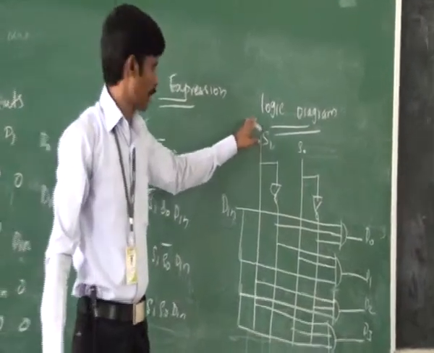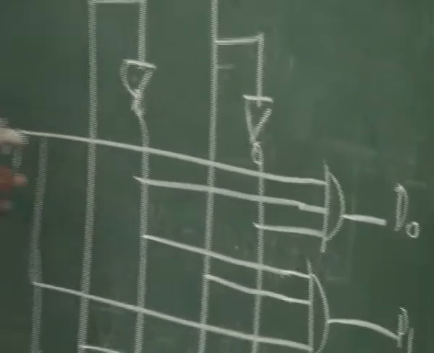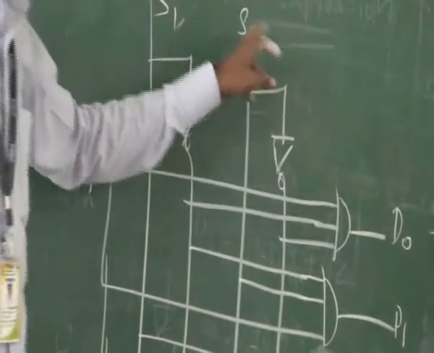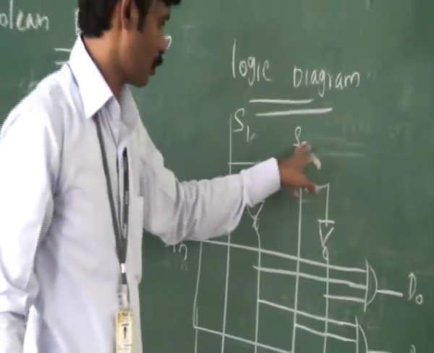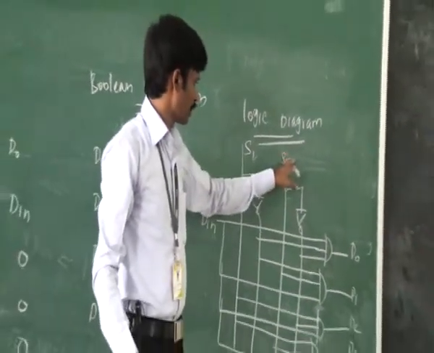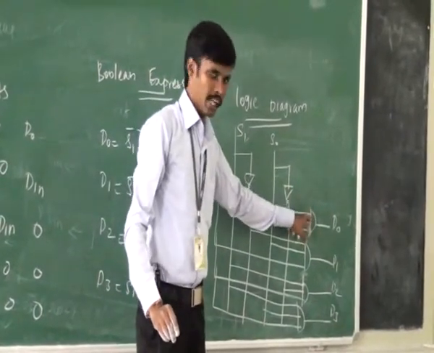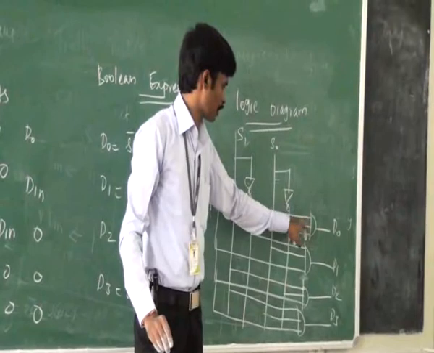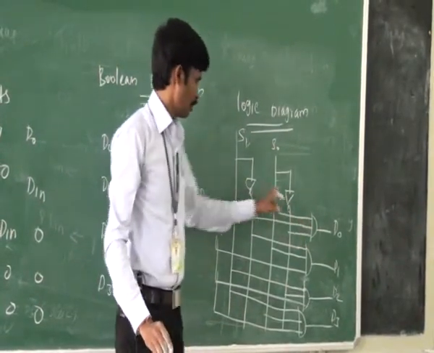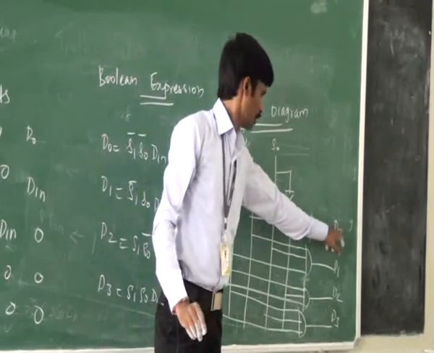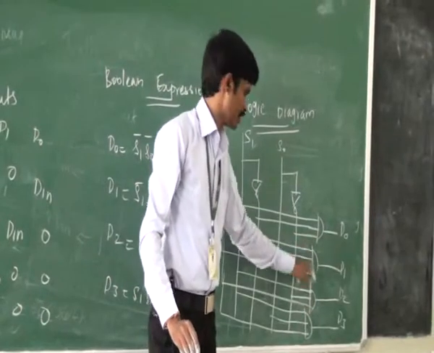This is the logic diagram for 1:4 demultiplexer. Here the data input is connected to the D0 when the select inputs S0 and S1 are 0, 0. When S0 is equal to 0, S1 is equal to 0, for this AND gate, the first 2 of its input will be 1, then the third input will be Din, then the final output will be Din. The remaining 3 AND gates will get disabled.